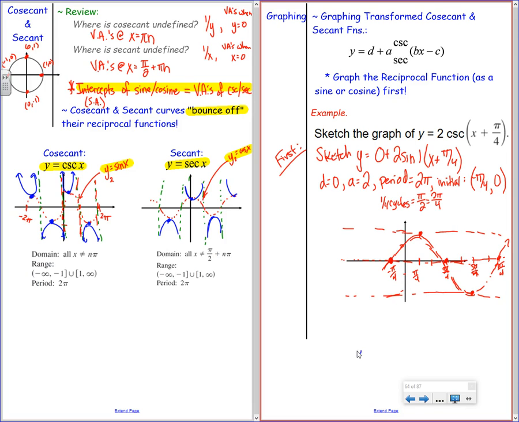Here's my sinusoidal, here's my middle. Where's the middle? Right here. Okay, cool. Make that a vertical asymptote. If I needed to write it, cosecant will have a vertical asymptote at x equals negative pi over 4. But are there more vertical asymptotes? Yes. Here's one at 3 pi over 4. There's another one at 7 pi over 4.